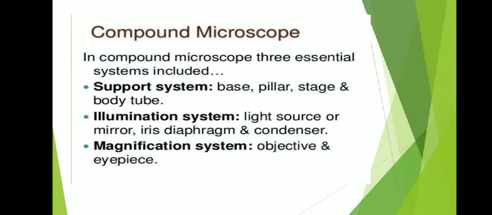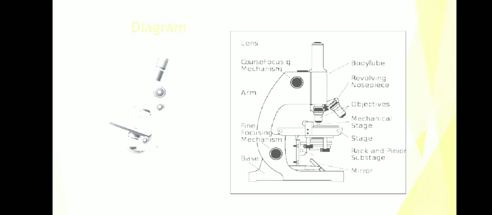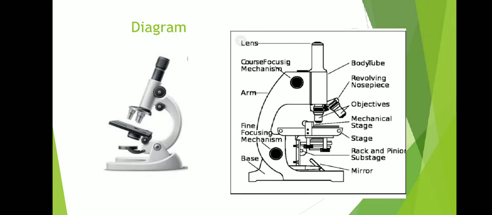A compound microscope has three essential systems. These systems are number 1, support system, number 2, illumination system, and number 3, magnification system. In the support system, the base, pillar, stage and body tube are included, while in the illumination system, the light source or mirror, iris diaphragm and condenser are included. In the magnification system, the objective and eyepiece are present. This is the diagram of the microscope.